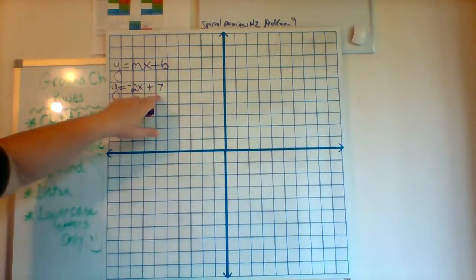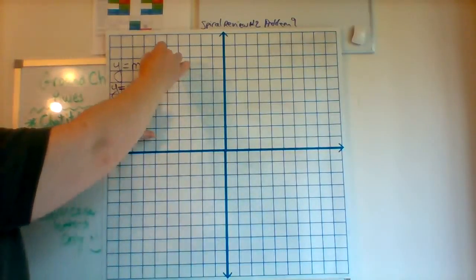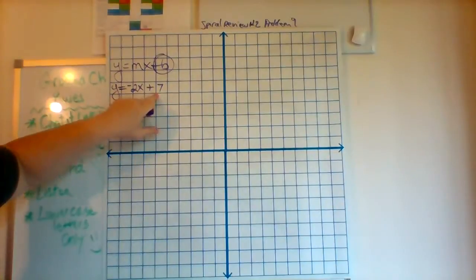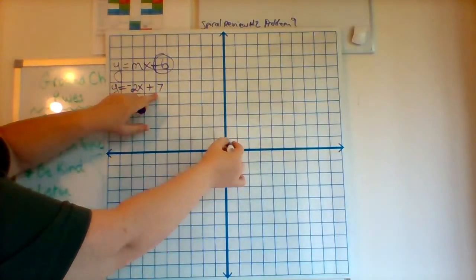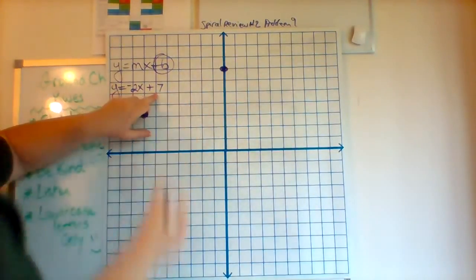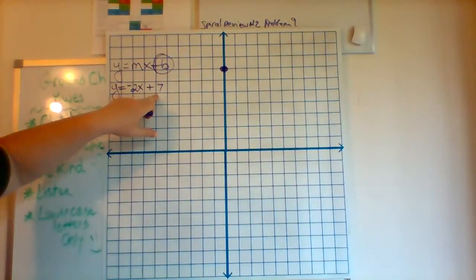Now remember, this one represents the y-intercept. So all you need is 2 points to connect the line. So go to 7 first. 1, 2, 3, 4, 5, 6, 7. Go here first. And that's already a point.